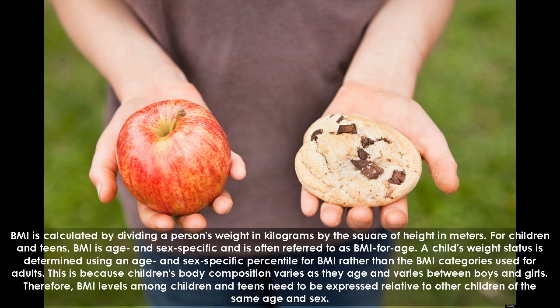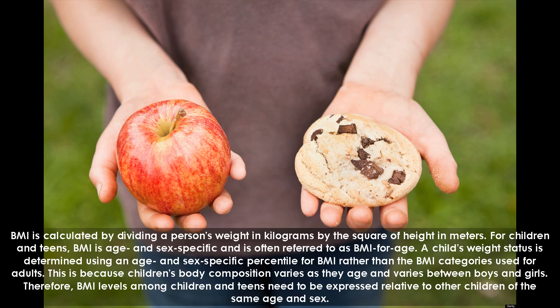BMI is calculated by dividing a person's weight in kilograms by the square of height in meters. For children and teens, BMI is age and sex specific and is often referred to as BMI for age. A child's weight status is determined using an age and sex specific percentile for BMI rather than the BMI categories used for adults. This is because children's body composition varies as they age and varies between boys and girls.